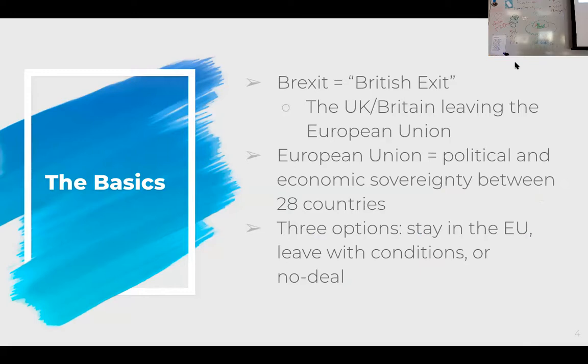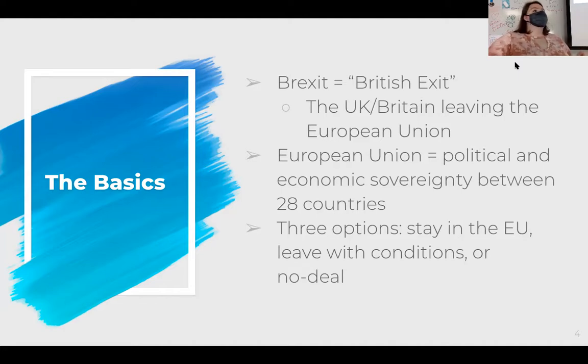So Britain, or I should say the UK, doesn't just consist of Britain. It consists of Britain, Wales, Scotland, and Northern Ireland. Basically, the group of islands around that area of Western Europe, as well as Northern Ireland. So all four of those sovereign countries are leaving the European Union, okay?